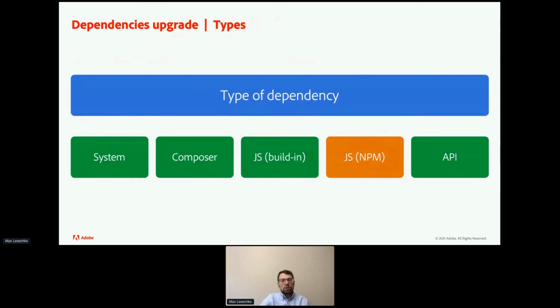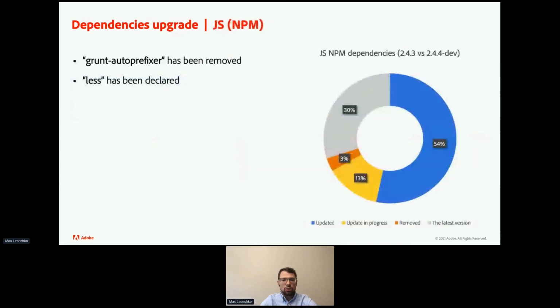The next dependency is JS NPM dependencies. As you know, you can install projects locally, and you have package.json in the root directory. So what was updated? As you can see, more than 50% of NPM dependencies were updated. 13 are still in progress, so we expect to have a bigger number of updated NPM dependencies. And in most cases, it should not affect your production instance because usually it's used mostly for development.